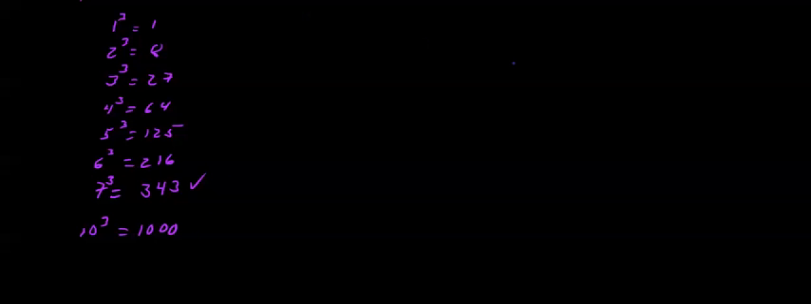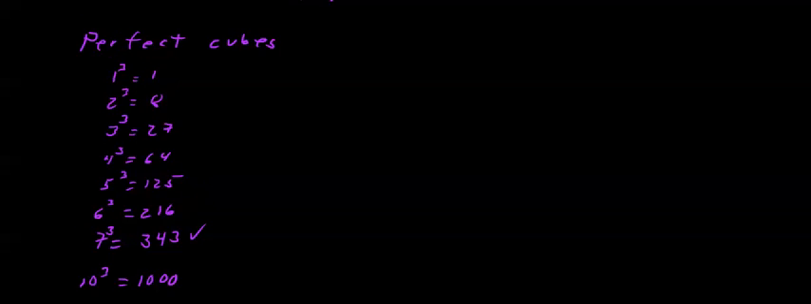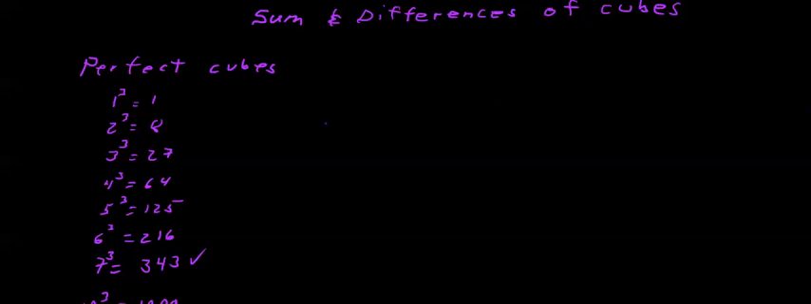All right, what you're going to end up having is problems that look like this. 27x cubed minus 8. Where this is a perfect cube, 3x raised to the third power, and this is a perfect cube, 2 raised to the third power.